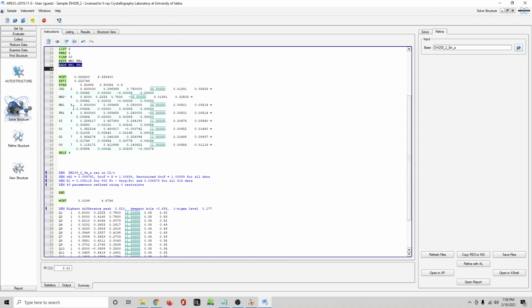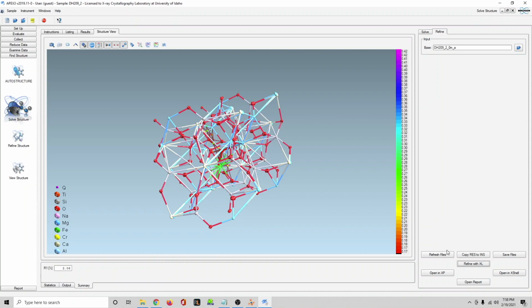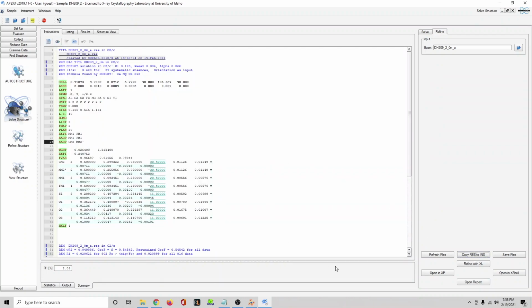And now I will copy down the EADP of CM2 and MM2 prime. 0.63. I think that's good. So I will click refine, copy res to ins, and we've dropped down our R to 2.06 now, which is a lot better than I thought we'd get with this sample already.